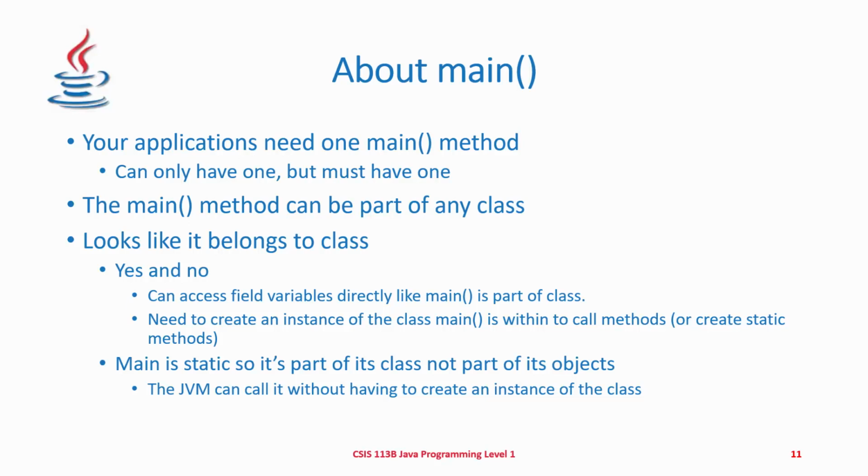Now, if you create a static method within the class, then main can use it without creating an instance of the class, and we'll show you that difference in a little bit. So main, as you probably notice in its header, its signature, is a static method. So it is part of the class, but it's not part of any objects. In other words, when we create an instance of the class, main is not a part of that instance. So the Java virtual machine can call it without having to create an instance of the class, because it's been identified as a static method.